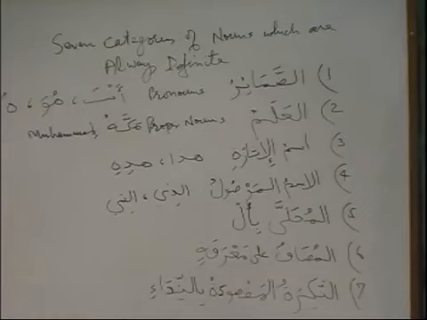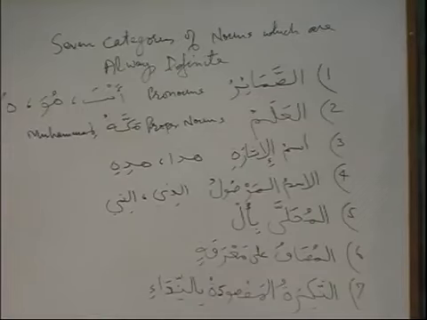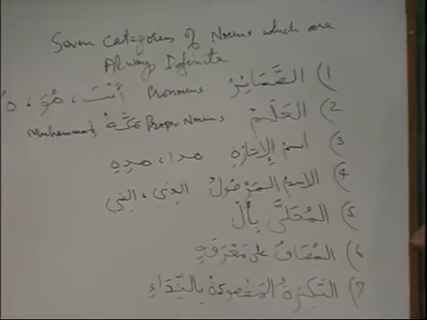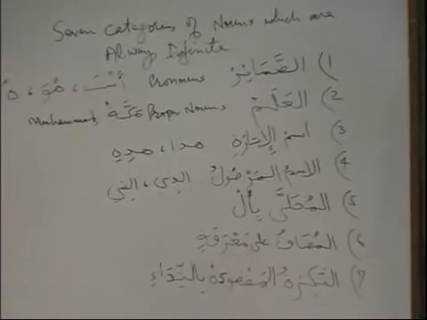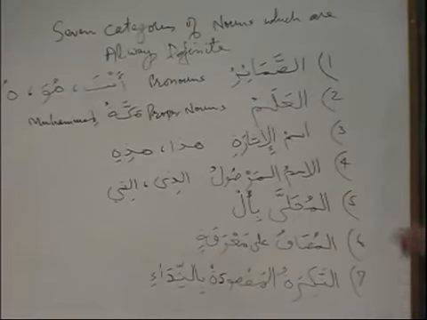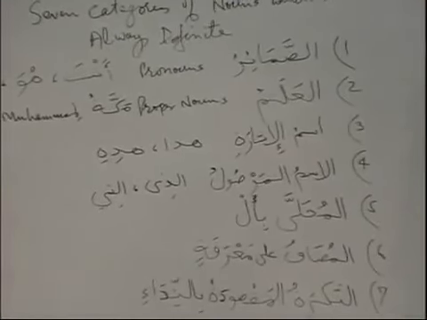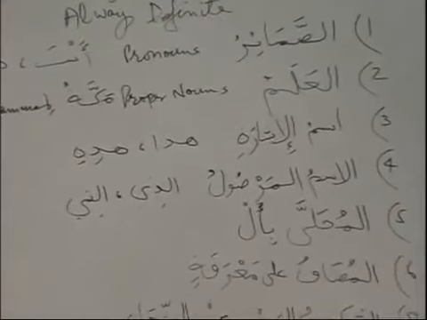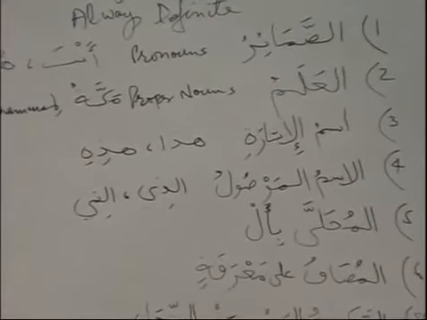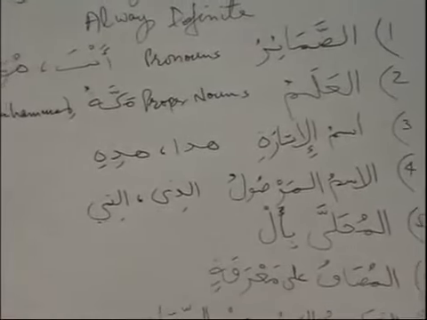And then al-muhalla bil-al. Remember this word, al-muhalla. What is the meaning of al-muhalla? Decorated with, adorned with. You decorate a noun with al, and it becomes definite. Fine, brothers and sisters. And then al-mudaf ila marifa. When the mudaf ilayhi is marifa, mudaf is definite.